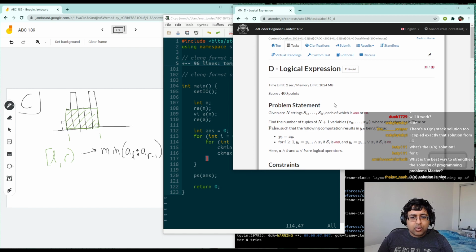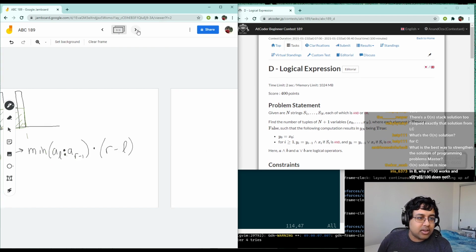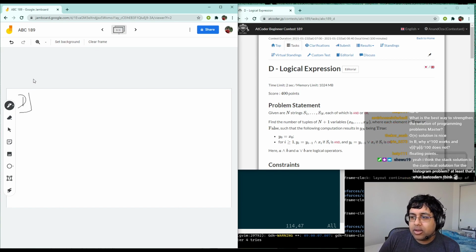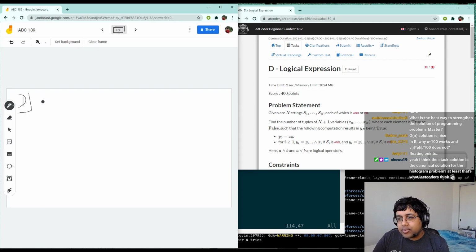Cool. So, D. D was definitely a somewhat tricky one. And real quick, someone's asking again about B. Why do we multiply by 100? And the thing is, you don't want to have precision errors. Oh, I see. Okay, so I guess this histogram problem is like a classic interview problem. So there's a standard solution on LeetCode, and that's what people are referring to. Okay, cool.